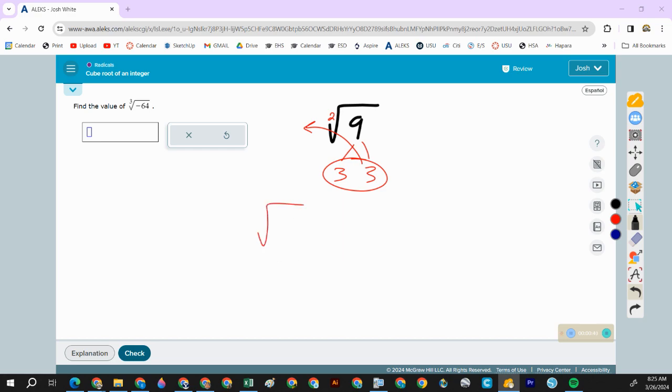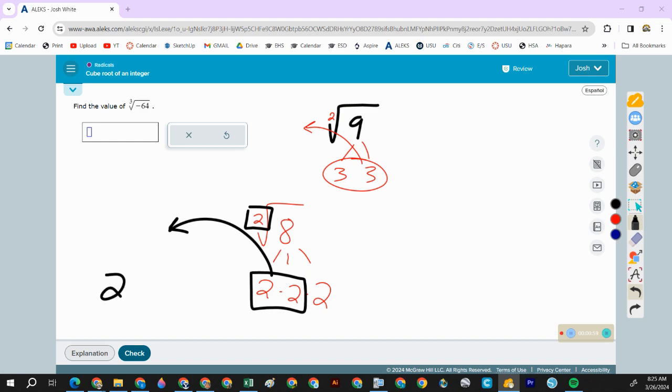So if I had the square root of 8, 8 is 2 times 2 times 2, and I'm looking for a pair. So I can bring out one set of 2's, and that becomes a 2 on the outside. And then square root of whatever's left is a 2.